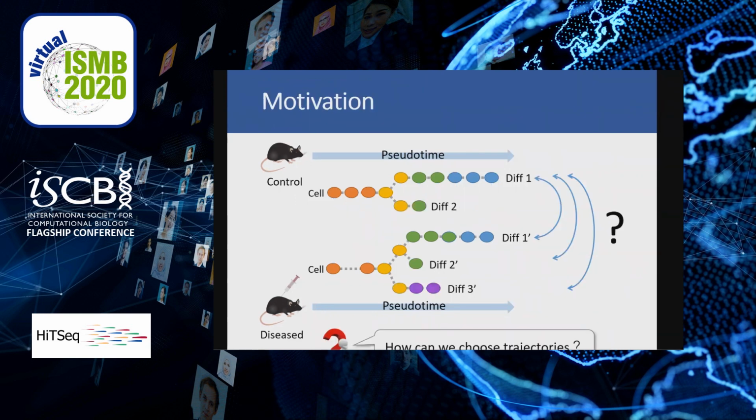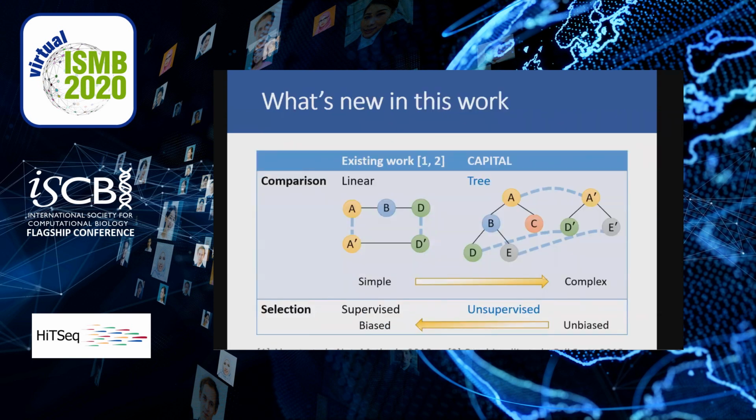However, the problem is how we can know the trajectories to be compared beforehand. So far, a few methods have been proposed to compare linear trajectories, where we may have already known the trajectories to be compared. On the other hand, we propose Capital that can compare tree trajectories.